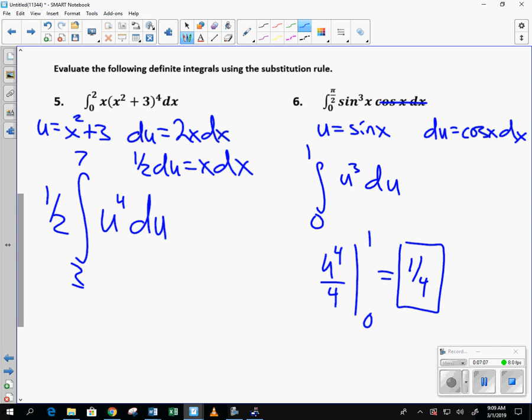Tamara? Good. Thank you for asking. When I determine the bounds, I take 0 and I plug it in. The sine of 0 is 0, so that goes there. Then I plug in pi over 2. The sine of pi over 2 is 1, so that becomes 1. We good now? Okay, you've got your worksheet.